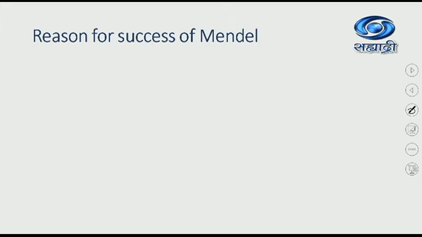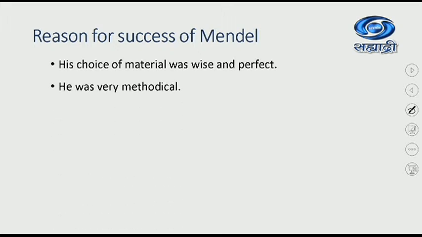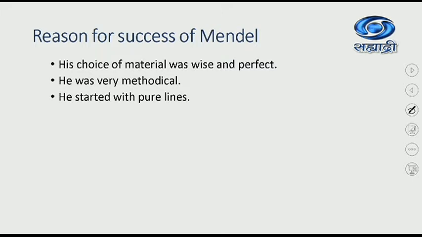Now, why was Mendel so successful? He was working in a time when nothing of chromosomes was known, the gene was not known, and he gave out 3 laws. He carried out so many experiments. Why was he successful? Mendel was successful because his choice of material was wise and perfect. He selected the pea plant, which was an annual plant. He could get good crops. There were 7 pairs of contrasting characters. He was very methodical. First, he always started with pure lines. And as he started with pure lines, he got perfect results.